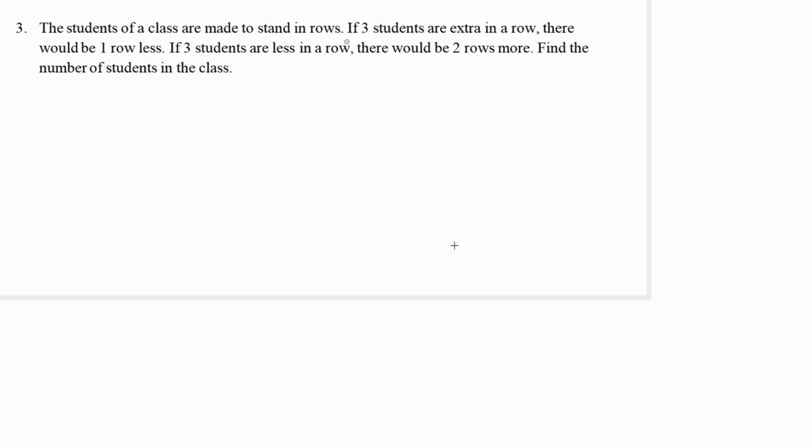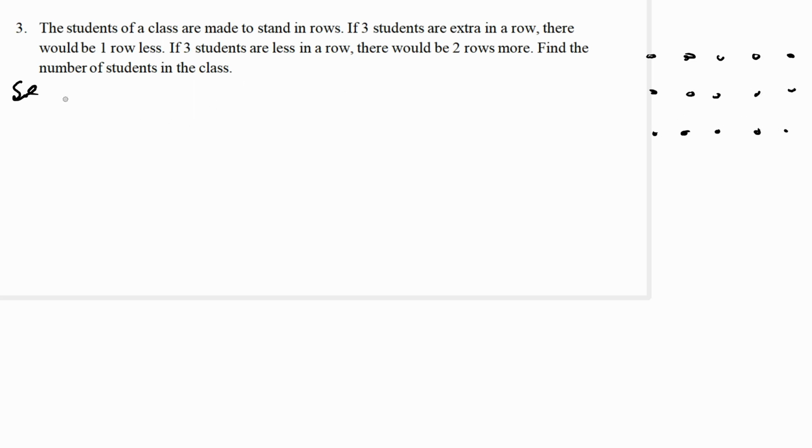The students of a class are made to stand in a row. If 3 students are extra in a row, there would be one less row. If 3 students are less in a row, there would be 2 more rows. Find the number of students in a class. So what will we do? We again have 2 variables. In a class students are sitting like this, 1 2 3 4, I don't know how many, but that is what we have to find. But let's assume they are sitting like this in each row.